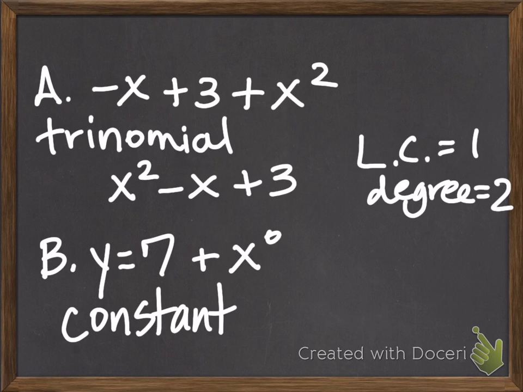Actually, no, we can't do that. I meant multiply by x to the 0 power. Sorry, because multiplying by x to the 0 power is the same thing as multiplying by 1, which would not change the value of this equation. So this one is just called a constant polynomial, and it has a value of 7, and that's all you would need to write.